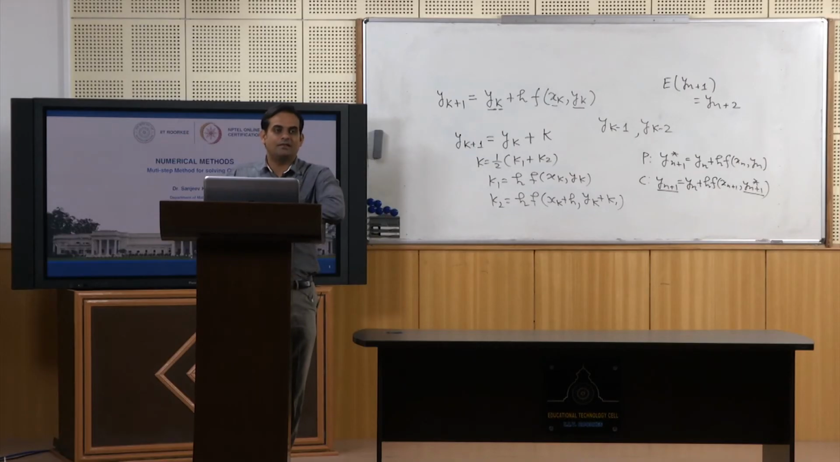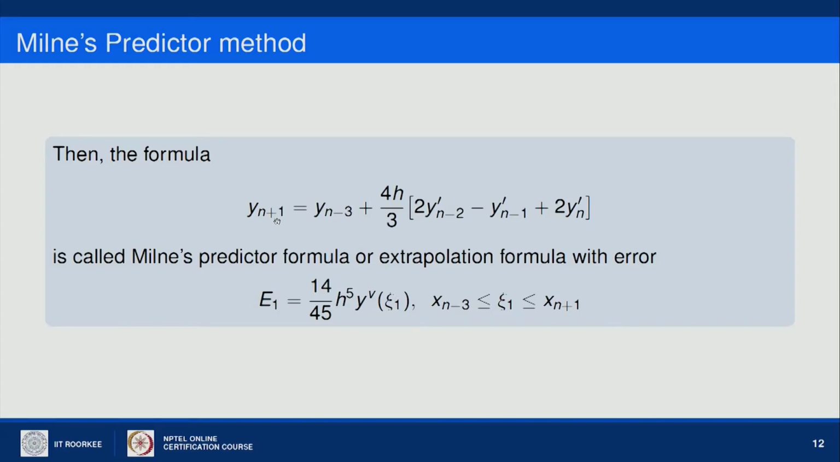Now, we need to derive the corrector formula. From here we will get the value of y n plus 1, but that will be the predicted value. We have to correct this value, and for this we need the corrector formula.